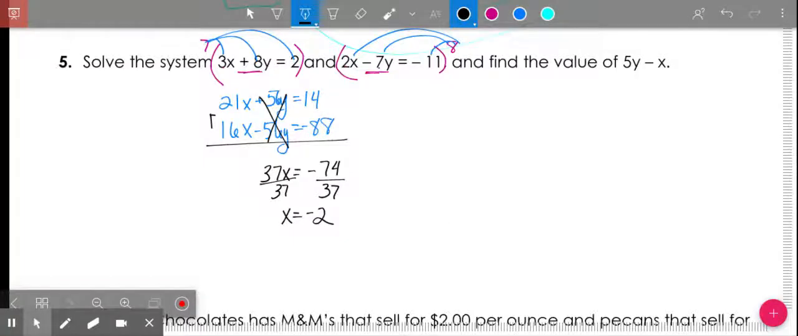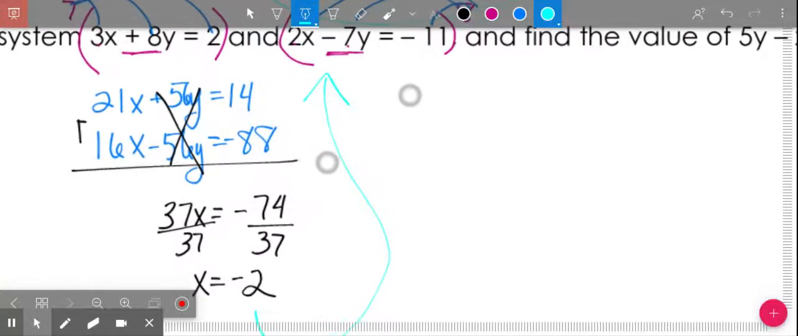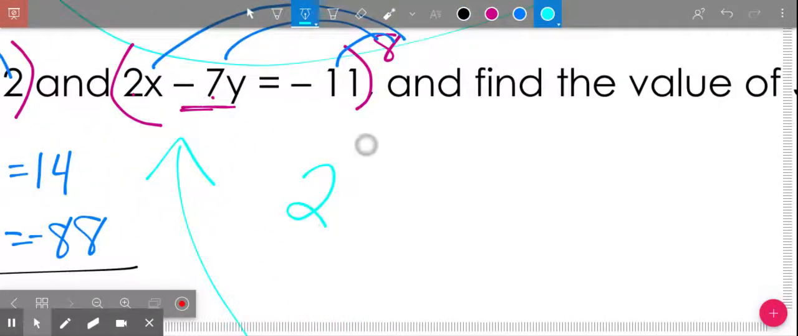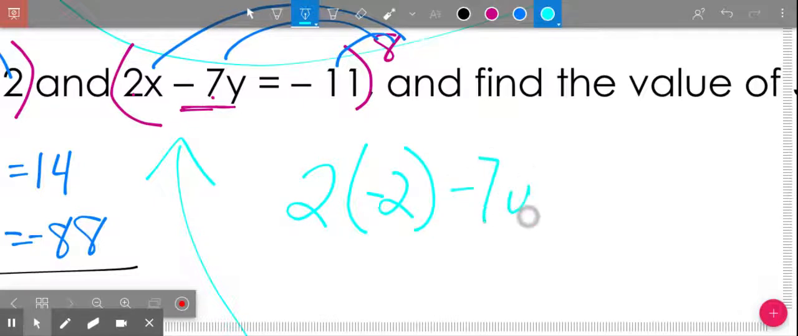Which turns out quite nicely, thank goodness. So now it just turns into substitution. We're just going to plug that right back in. Doesn't matter which equation you use, either one. So we'll have 2, and instead of times x, it's times a negative 2, minus 7y equals negative 11.